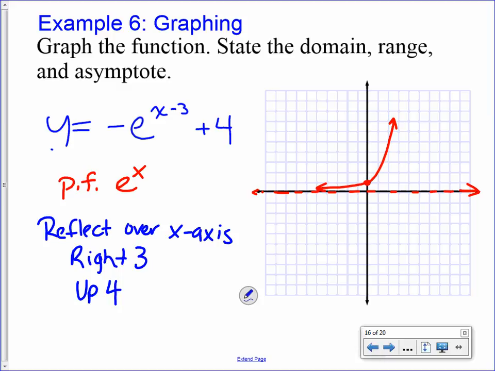Okay, so to sketch our graph, I would start with the horizontal asymptote. Since we're going up 4, the HA is going to now be at +4. And then just use the point (0, 1) as a point of reference. We're going to go right 3, up 4. It's going to end up right here.